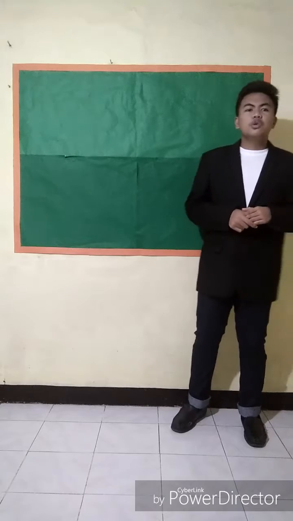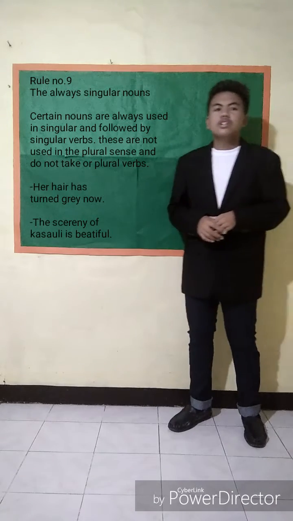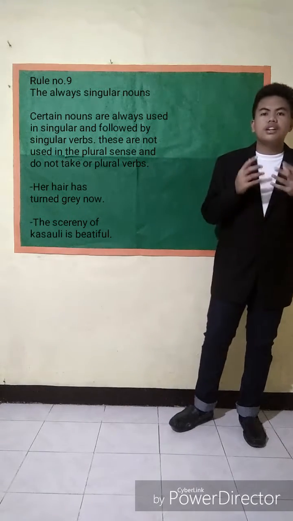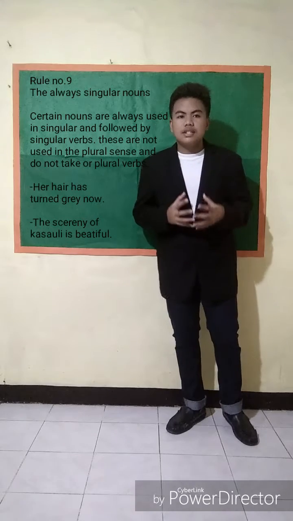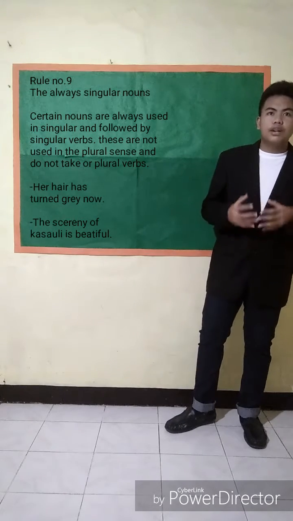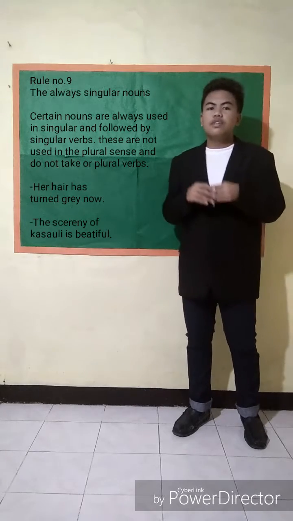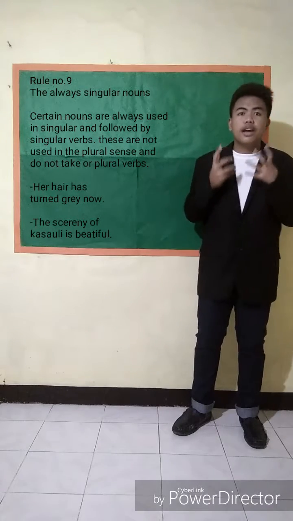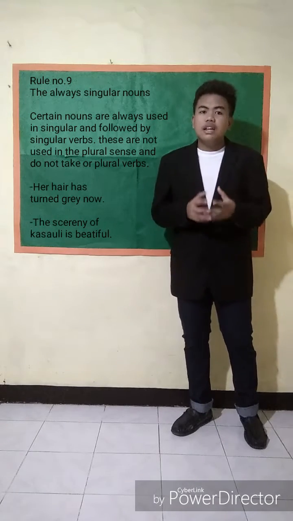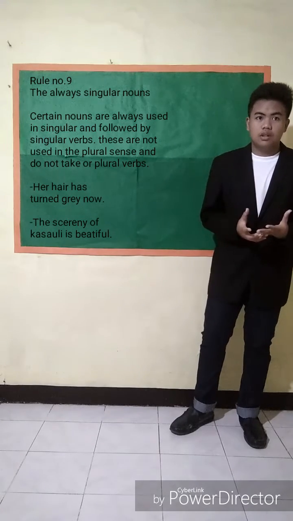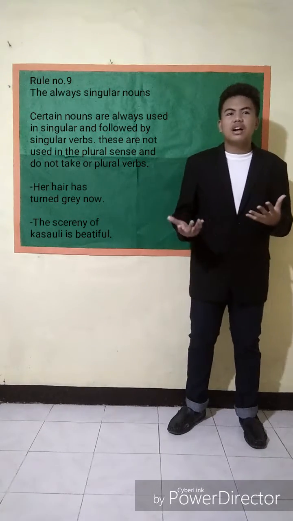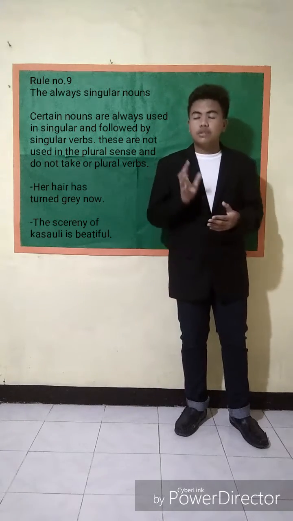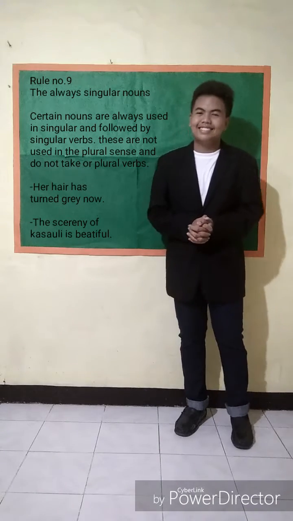Rule number 9: always singular nouns. Certain nouns are always used in the singular and followed by singular verbs. They are not used in the plural and do not take a plural verb. Example: her hair has turned gray now. Another: the scenery of Kasauli is beautiful. Certain nouns are always used in the singular. That's rule number 9.